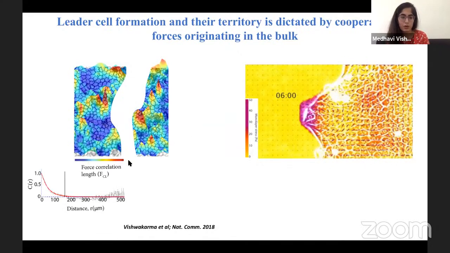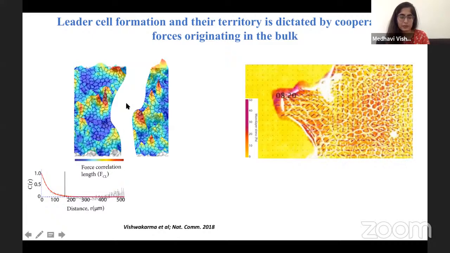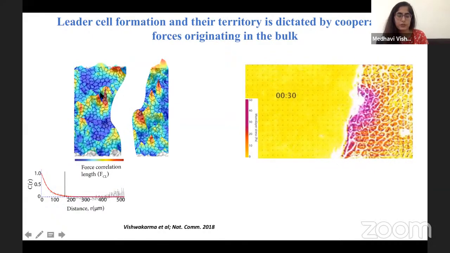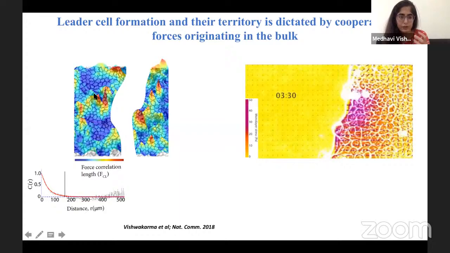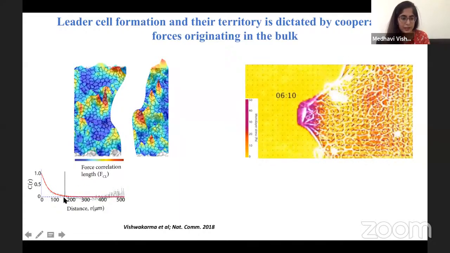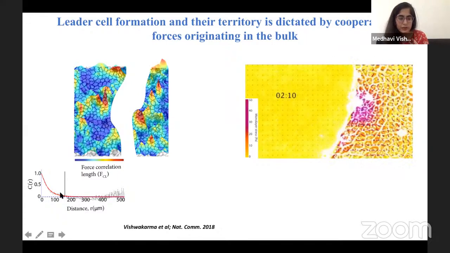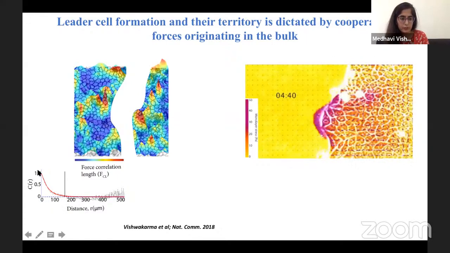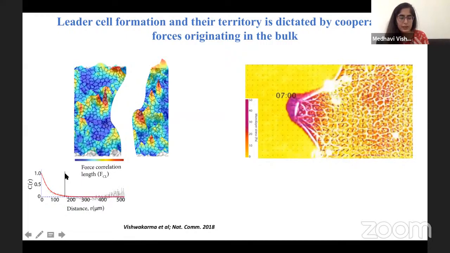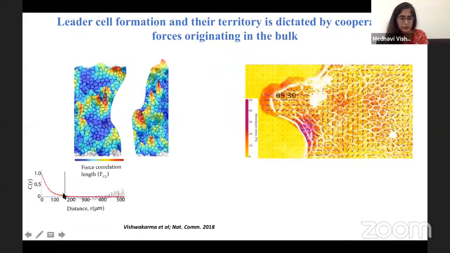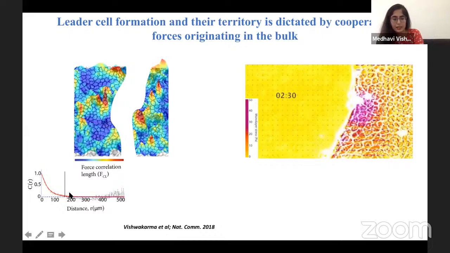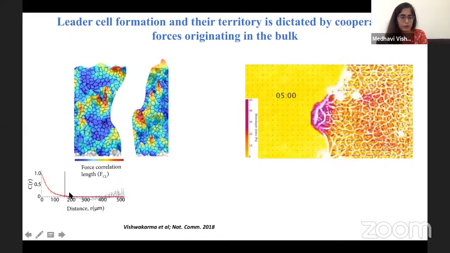So what we saw is that these force stress peaks and phases of high and low stress have a correlation length that decays over distance. The correlation function decays at about 200 microns, and that means that the cells are correlating their forces up to this length scale. The length scale of force correlation is about 200 microns.